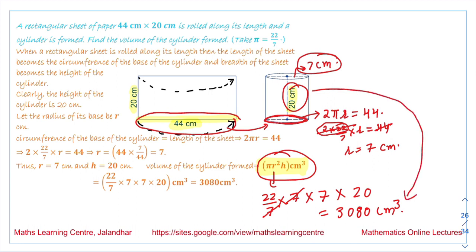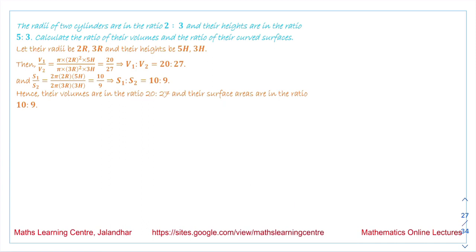Next we are given that the radii of two cylinders are in the ratio 2:3 and their heights are in the ratio 5:3. So we have considered r and h as two constants over here. So the radii will be 2r and 3r, and h is the constant, so the heights will be 5h and 3h. Now we have to calculate the ratio of their volumes and the ratio of their curved surface areas.